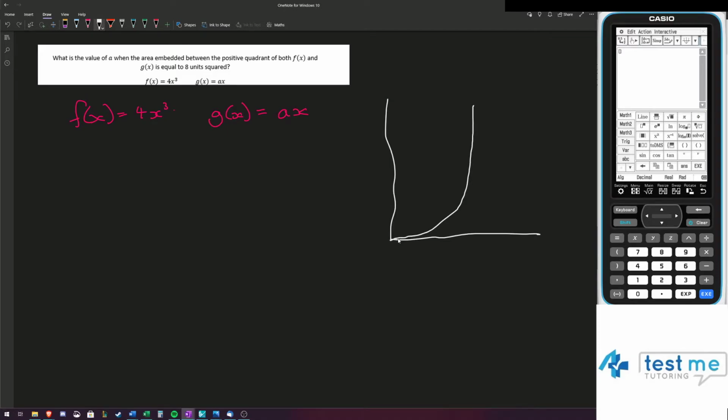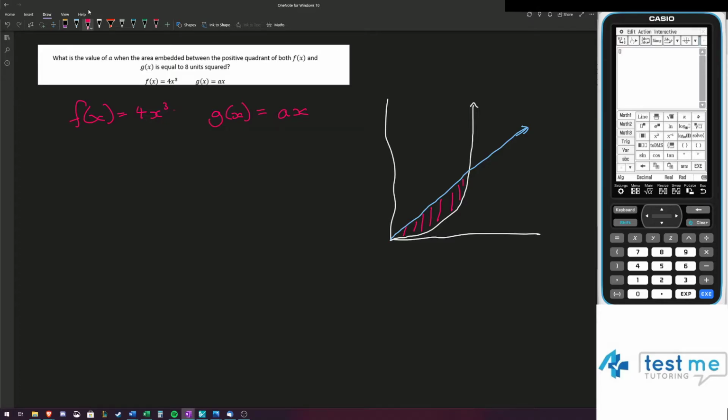Okay. And then what we've got here is ax, which I hope everyone knows. Geez, I hope everyone knows by now that ax is a linear equation. If not, we can go through that in a stream another time. Just shoot me a message if you need me to go over how I knew which was a linear and which was a cubic. So this question is basically asking what's the area embedded between the positive quadrant, which is this one here, of both f(x) and g(x). So that's this area in the middle here. That's what it's asking for.